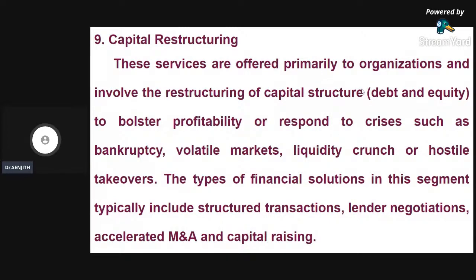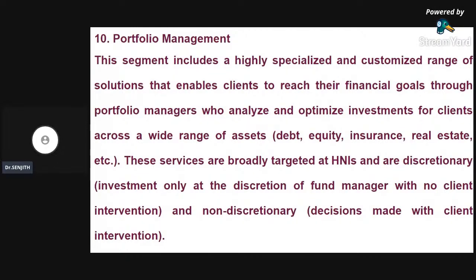Right. And then portfolio management. We know about portfolio, a collection of securities, which is called portfolio management. This segment includes a highly specialized and customized range of solutions that enables clients to reach their financial goals through portfolio managers. Take for example, one individual has a few shares, also has investment in debt instruments, and has some more investment in mutual funds. So this list will be called portfolio management.